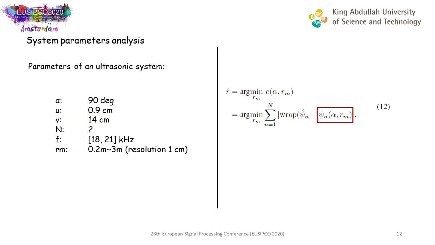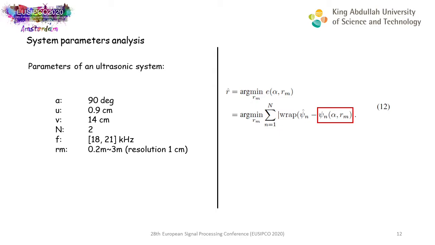We will use an ultrasonic signal to verify this algorithm. The parameters of the ultrasonic system are chosen as alpha equals 90, u equals 0.9 cm, v is 14 cm, and f is chosen as 18 and 21 kHz. The detection range is from 0.2 meter to 3 meters, with a searching resolution of 1 cm.